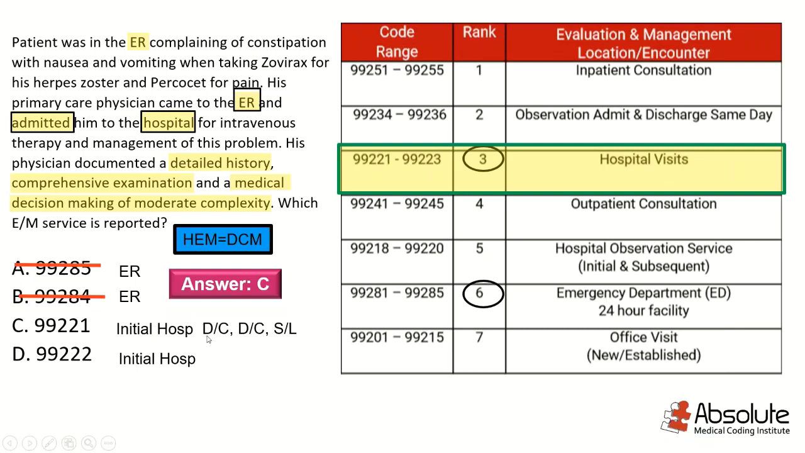Sometimes you'll see it listed like this, D/C, D/C, S/L. That just means it could be either or, okay? For this history, it could either be a detailed or comprehensive. Our exam could be either detailed or comprehensive, and the MDM could either be straightforward or low, okay? And then for 99222, the HIM is CCM. Okay, so now that we have that, we have to determine which one of these are eligible.